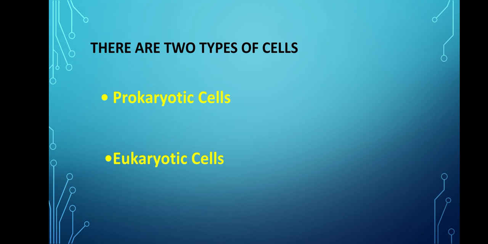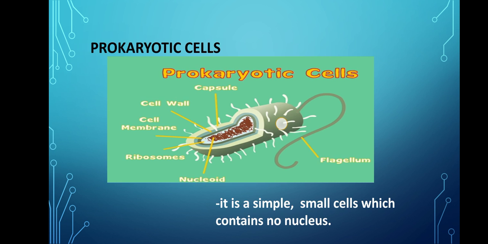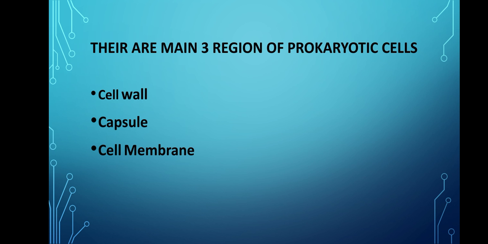So there are two types of cells, the prokaryotic cells and the eukaryotic cells. Now, we will learn each type one by one. Prokaryotic cells. A prokaryotic cell is a simple, small cell which contains no nucleus. Organisms made from prokaryotic cells are very tiny, such as the bacteria or bacterium. There are three main regions of prokaryotic cells: cell wall, capsule, and cell membrane.